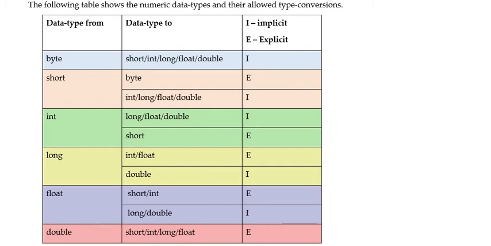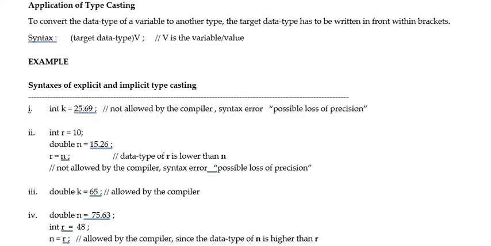Long, if it has to be put in something whose capacity is more than it, that is float or double, it will be implicit. For int and short, it will be explicit. So there are other options also open. You can think on it on your own on narrowing and widening. Here is a set of examples. Look into the examples. Pause the video.